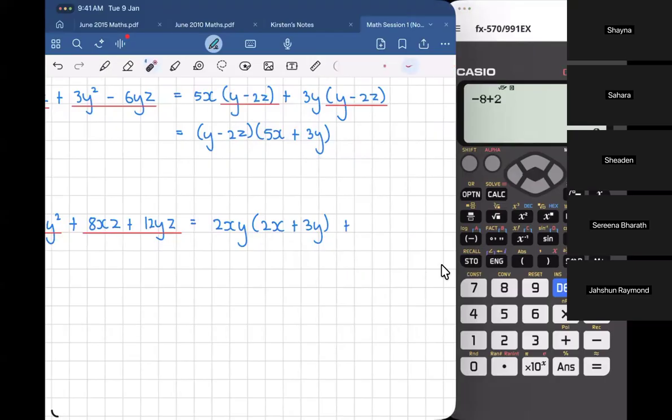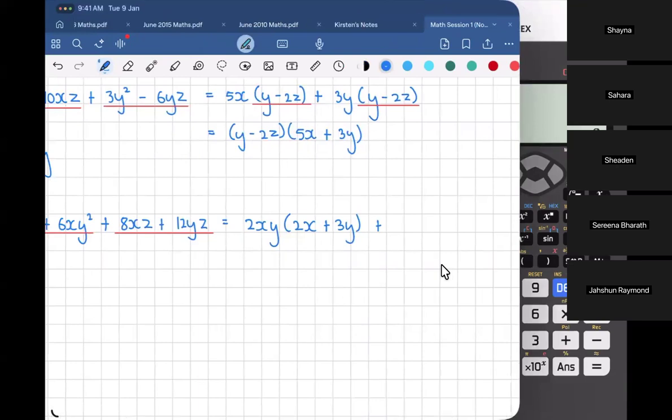What is common between 8 and 12? That's the first question. 8 and 12. 4. Oh, correct. That's correct. And what do we have in common between xz and yz? Z. So I'm going to write back 2 to get back 8. And I have to write back x. Right? Plus, I have to put 3 to get back 12 because 4 by 3 is 12. And I'm going to put what here? 3 what? Y.